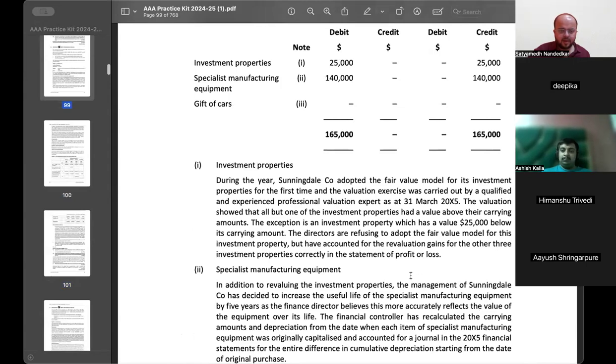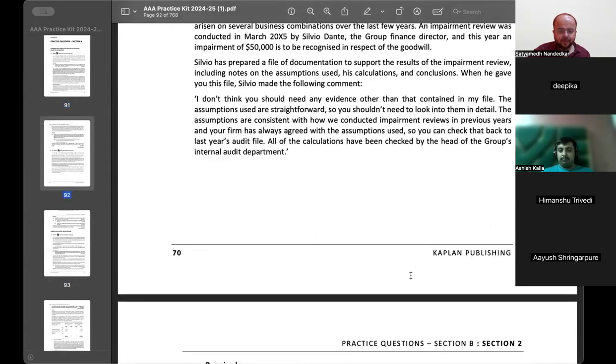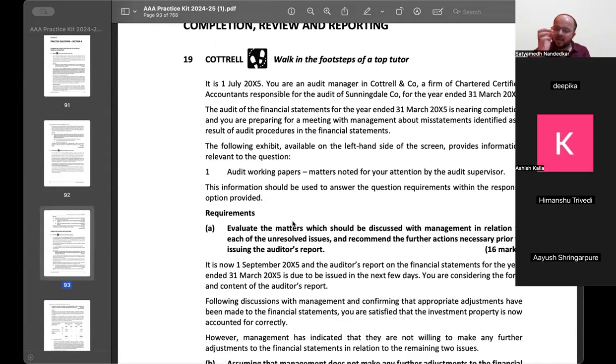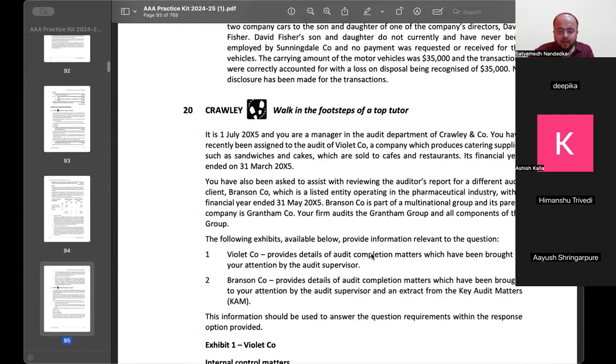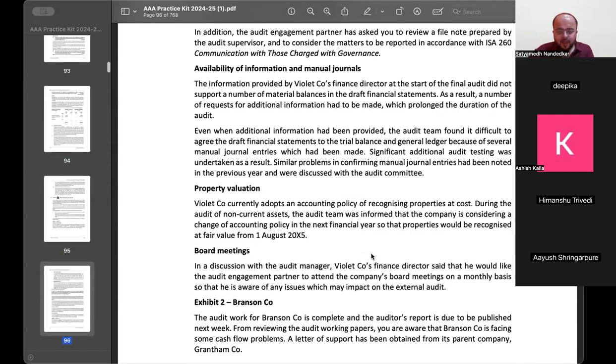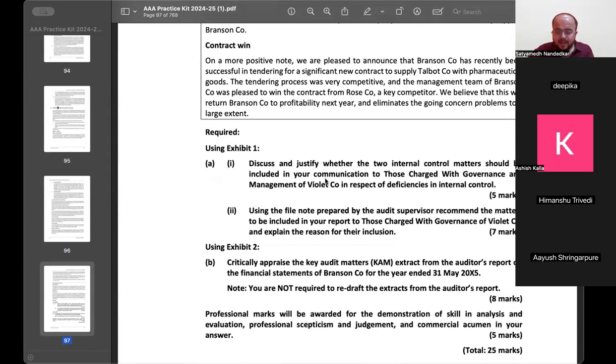Question 17 was first, yes, completion review reporting. Now let's only have a look at the requirements to understand what they are asking. Evaluate matters which should be discussed with the management in relation to each of the unresolved issues and recommend further actions necessary before issuing the report. Then the next one, what is asked in the requirement here? Discuss and justify whether internal control matters should be included in communication with TCWG. Using the file note prepared by the audit supervisor, recommend the matters to be included in your report to TCWG. Critically appraise the key audit matters from the auditor's report.